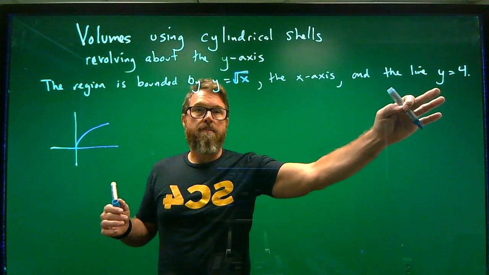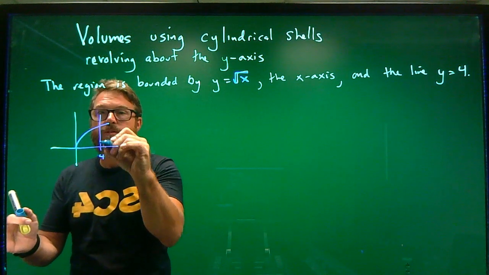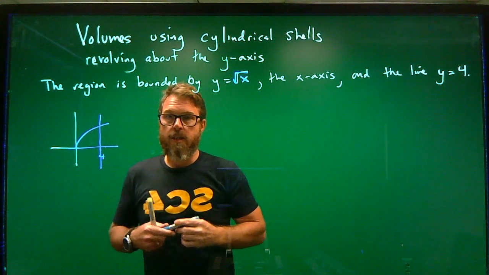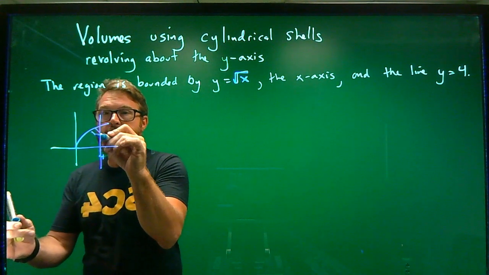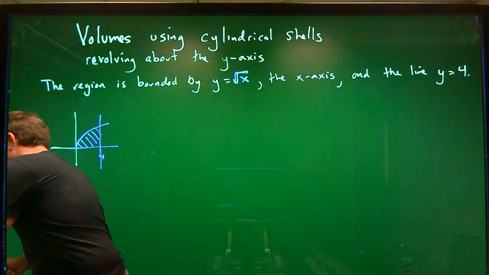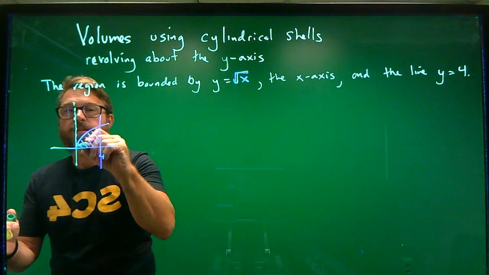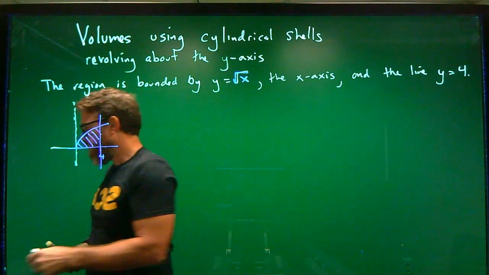And then the vertical line in y equals 4 is going to be right here, so this is going to be y equals 4. So we can see that our bounded region happens to be this piece right here. And what I'm going to do is revolve this around the y-axis, so around that axis.